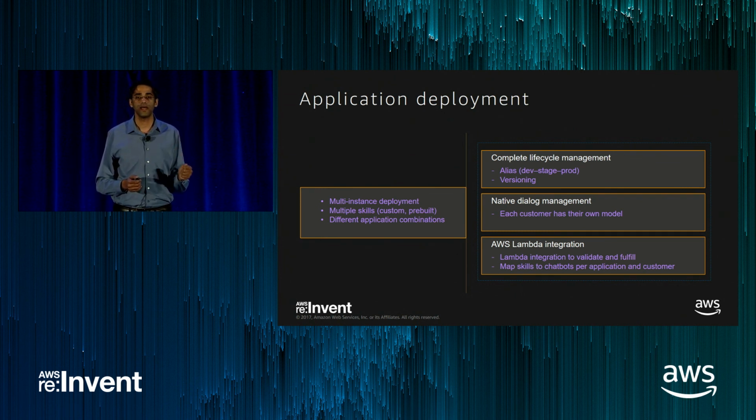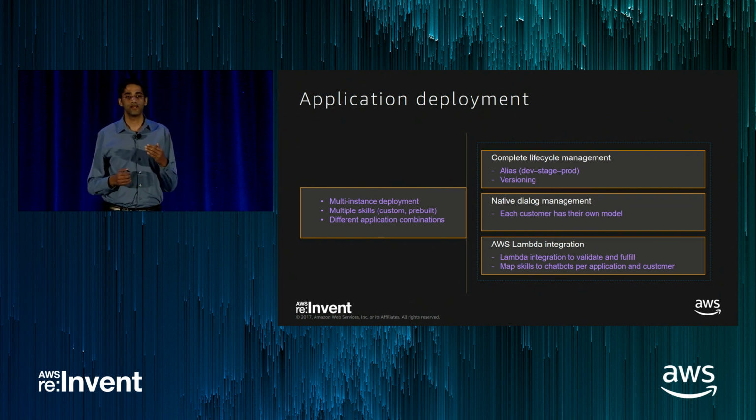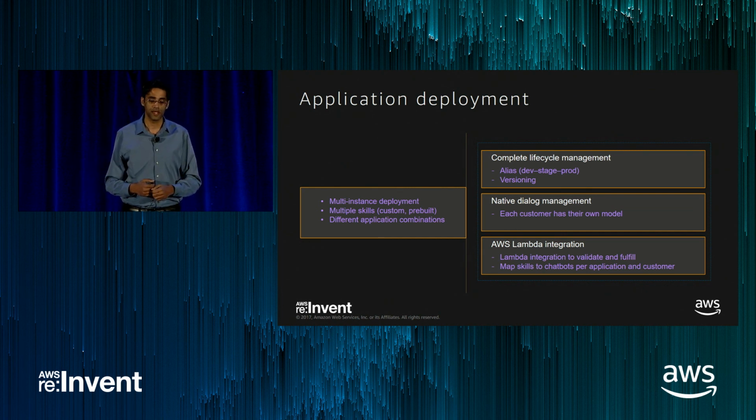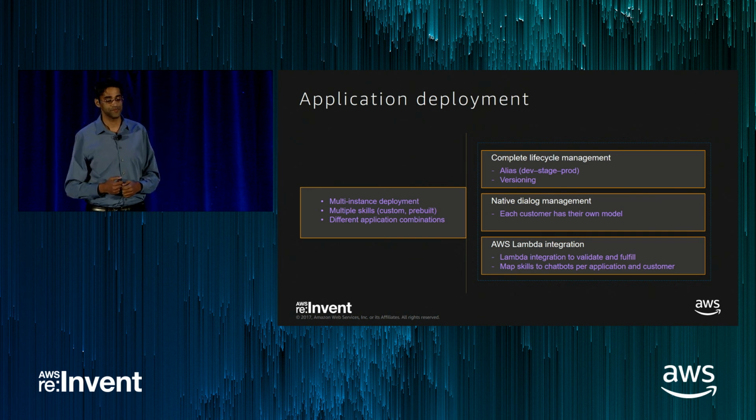Also, you can apply an alias to each of these versions. So let's say you're pushing your application through a dev, stage, and prod lifecycle. You could have an alias for dev pointing to version 1, an alias for stage pointing to version 2, and an alias for prod, which is pointing to version 3. So as you continue development on your version 1, your prod continues to point to version 3. So it's not impacted by your development work. So that's the lifecycle management that Lex provides.